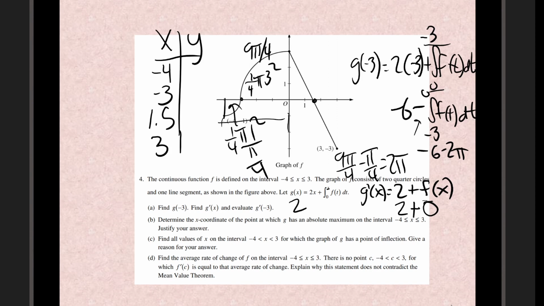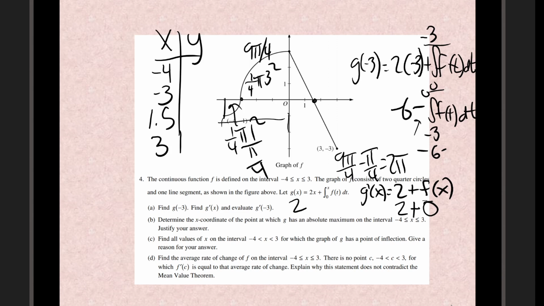What is the range of acceptable answers for g of -3? Also, shouldn't it be 6 minus 9 pi over 4? No. Oh, crap. So we got to go back and talk more about that. Okay, so I messed up there. So yeah, Chelsea's right.